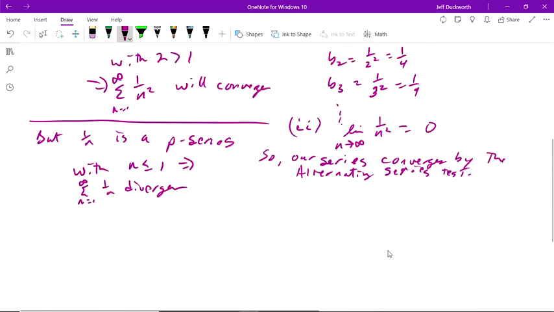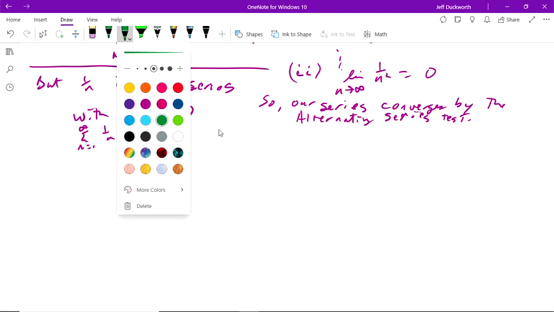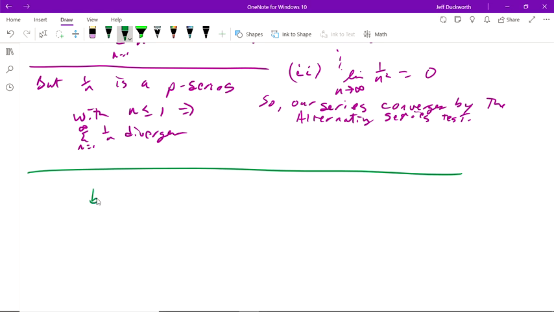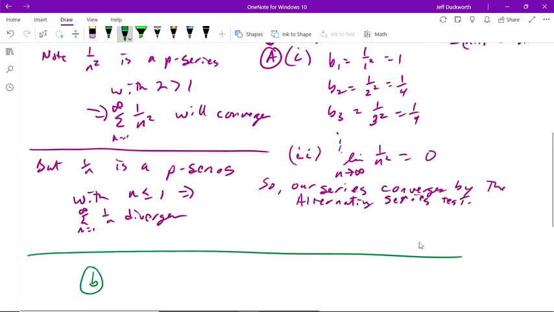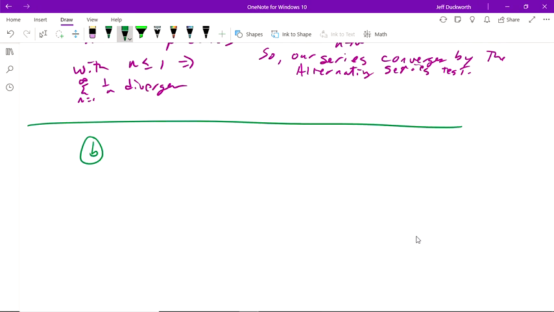Let's take a look at B. Let's do this in a different color here. So B, we have n over n plus 1. So we have this sum of (-1) to the n plus 1, and then we're going to multiply this by n over n plus 1. So this part here is our b_n.